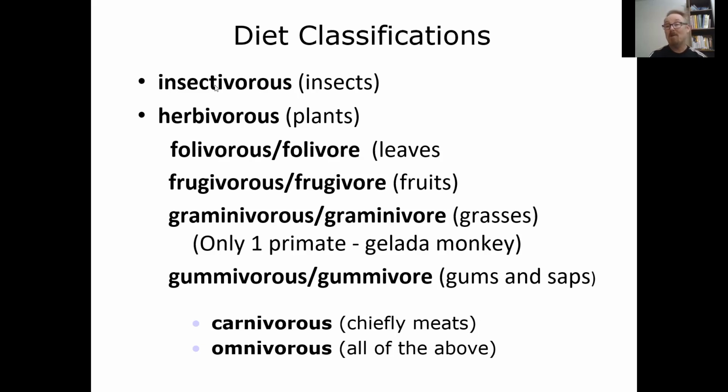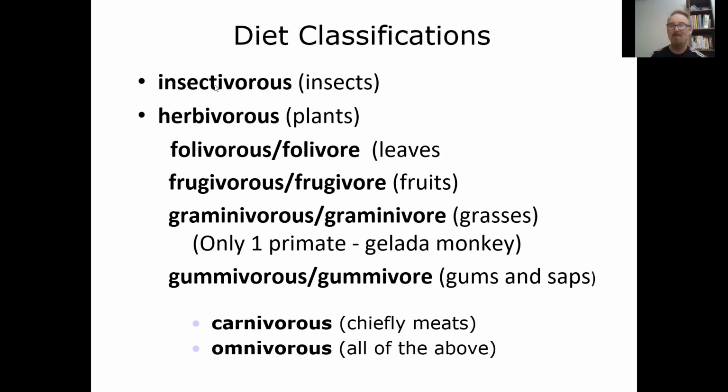In general, when we talk about eating plants, we say herbivorous. But that's not enough, especially among primates, because we have to figure out which parts of the plant particular primates are eating. If they're eating leaves, they're folivorous, or folivores. If they're eating fruits, they're frugivorous, frugivores. If they're eating grasses, they're graminivorous, graminivores.